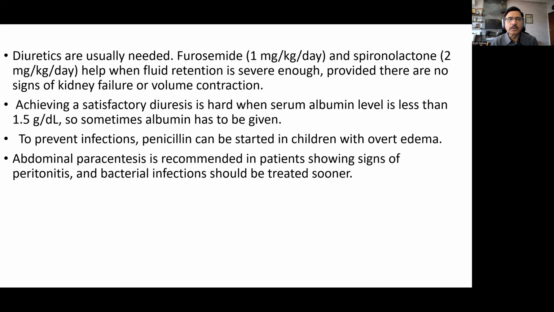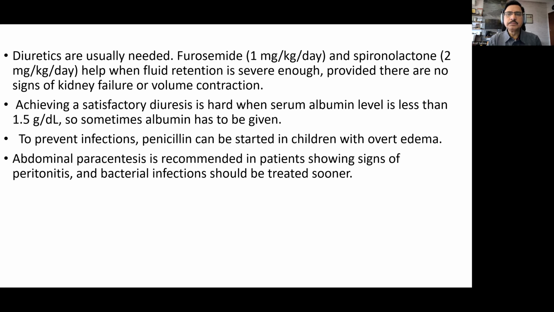What do we do in acute nephrotic syndrome? Diuretics have to be used. Furosemide 1 mg per kg per day and spironolactone 2 mg per kg per day when fluid retention is severe enough and there are no signs of kidney failure or volume contraction. We can use this combination. You can give up to 240 milligrams of furosemide as the maximum dose.